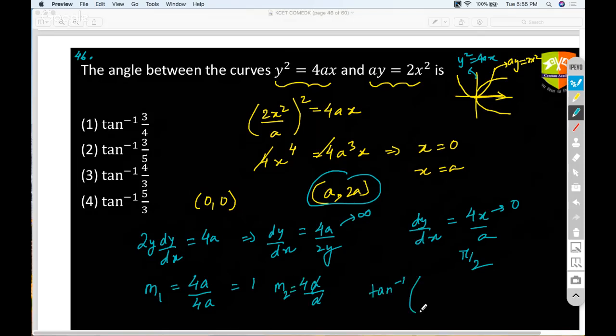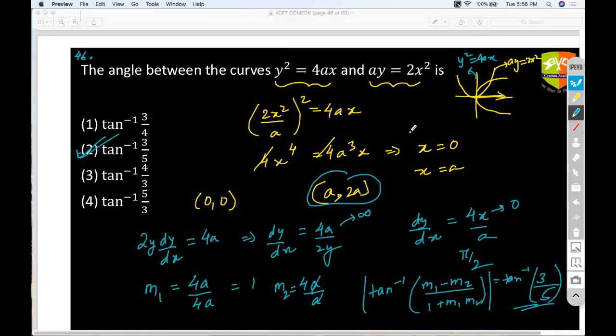So the angle between the tangents at the point (a, 2a) would be (m1 minus m2) by (1 plus m1 m2). And that is going to be tan inverse of, right? You can take the modulus of this angle of intersection, because we normally take the acute angle of the point of intersection. So this is going to be 1 minus 4, that's 3 by 5. Okay, so tan inverse 3 by 5 is going to be the answer in this case, which is option number 2.